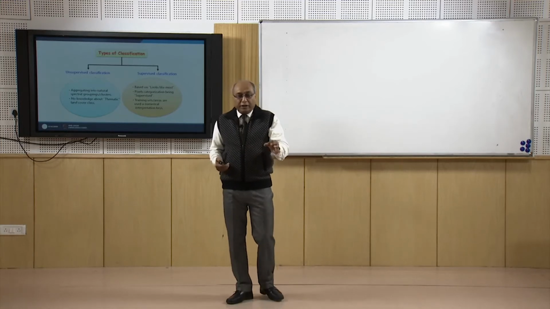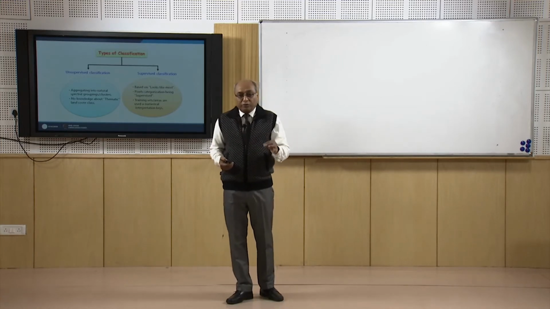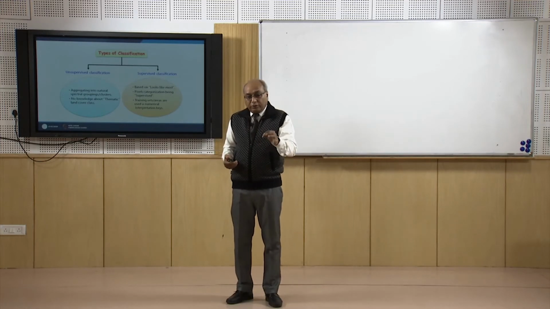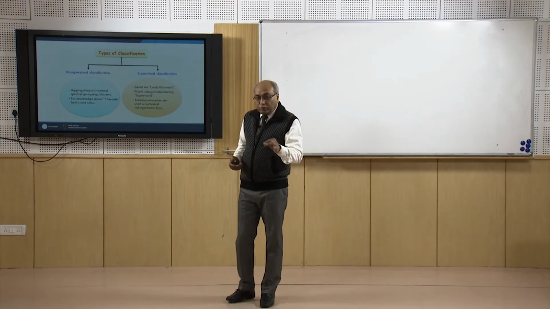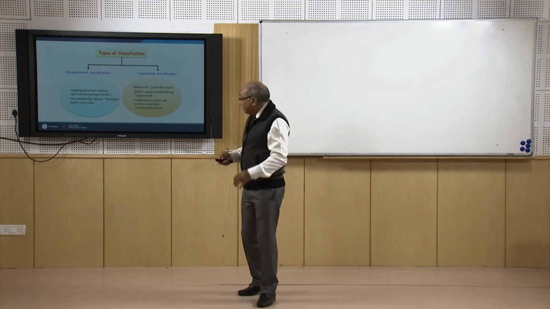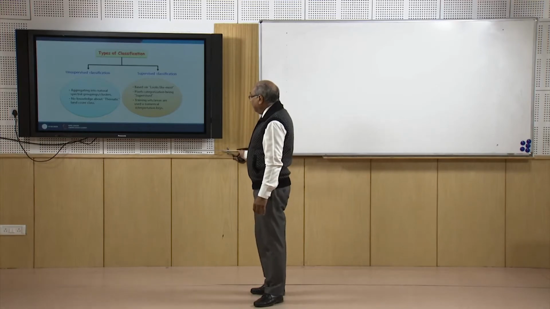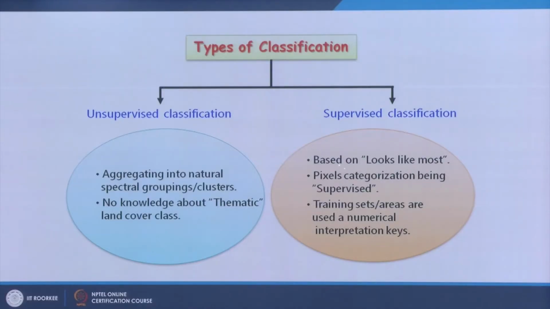And if I choose another area like bare soil or bare rocks or sand bodies, water bodies, similarly I train the software, or train the system, to classify images according to the spectral characteristics available there. So we will see here what that pixel looks like, based on the training set pixels' categorization. Because this is being supervised by a user who is going to do the classification, it is called supervised classification. Training sets or areas are used as numerical interpretation keys.